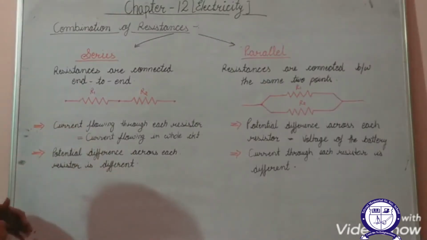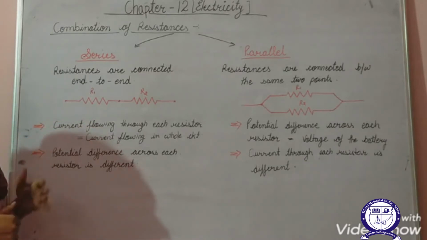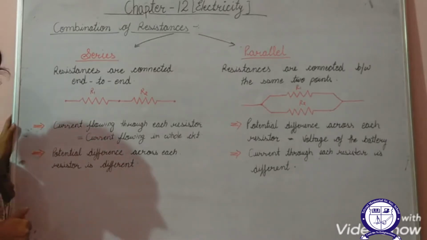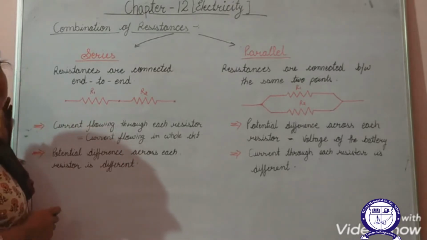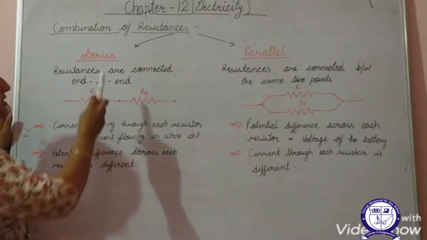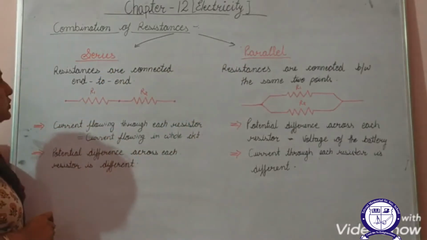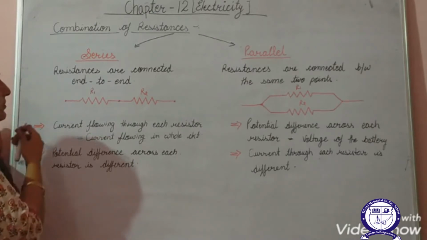Next is combination of resistances. That means what are all the possible ways in which we can combine different resistors. Basically we have two combinations: one is series combination, and the second one is parallel combination. So let's discuss series combination.